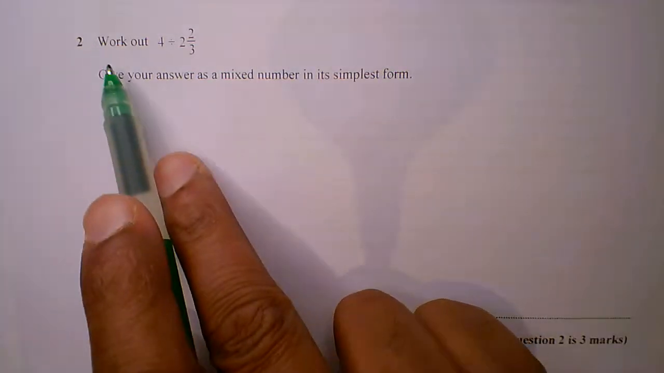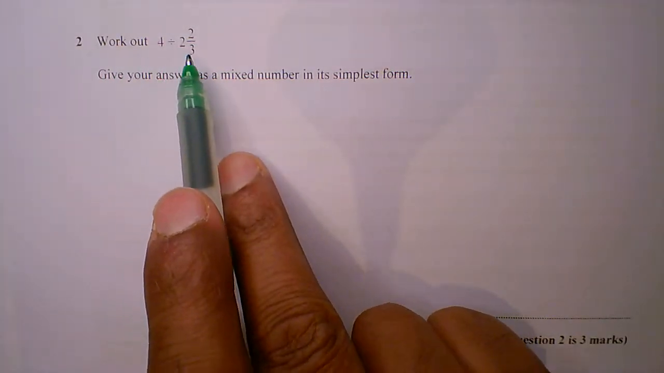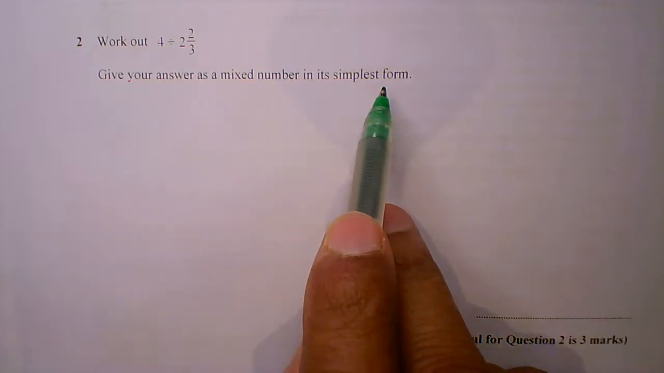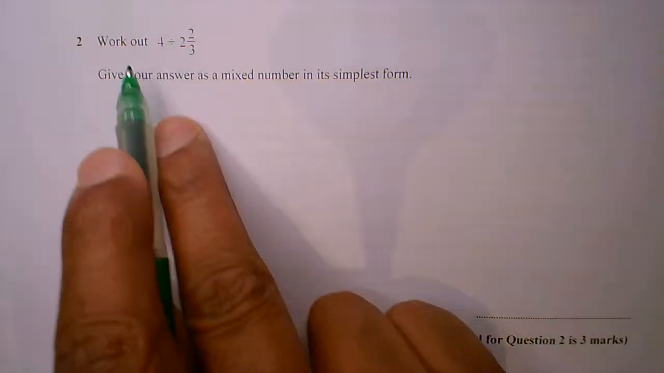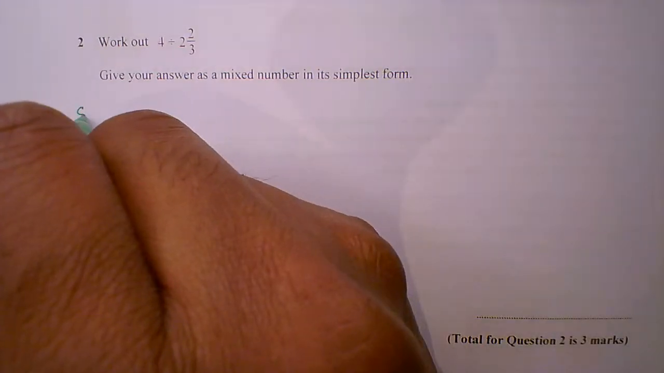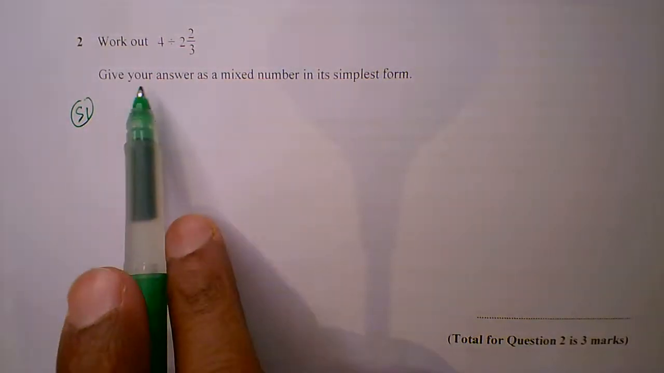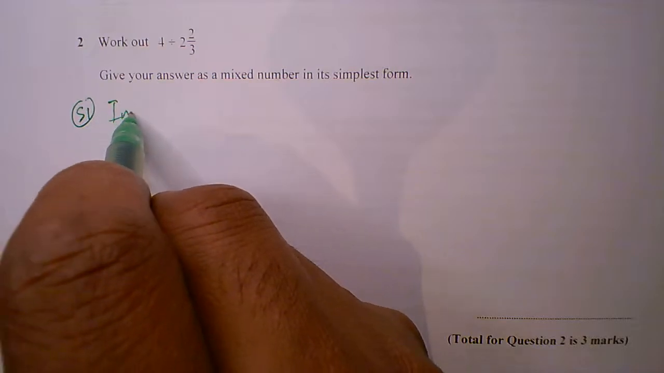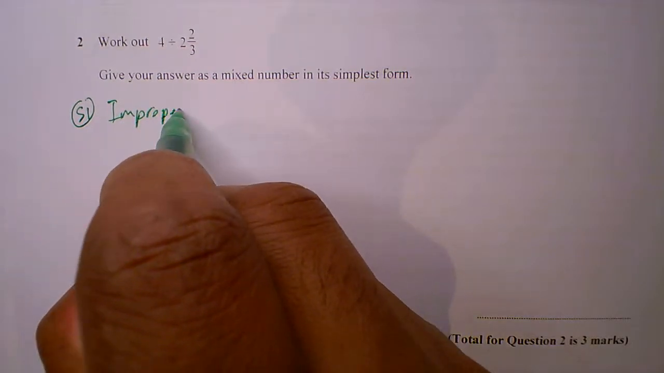So question 2, work out 4 divided by 2 and 2/3. Give your answer as a mixed number in its simplest form. So this is dividing fractions. So step 1, we need to change this to an improper fraction.